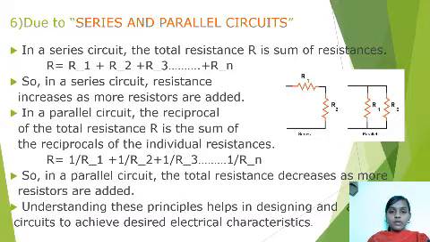Next, we are going to discuss series and parallel circuits. Due to series and parallel circuits, electrical resistance also arises. In a series circuit, the total resistance R is the sum of the resistances, that is R equals R1 plus R2 plus R3. So in a series circuit, resistance increases as more resistors are added. In a parallel circuit, the reciprocal of the total resistance R is the sum of the reciprocals of the individual resistances. So in a parallel circuit, the total resistance decreases as more resistors are added. Understanding these principles helps in designing circuits to achieve desired electrical characteristics.